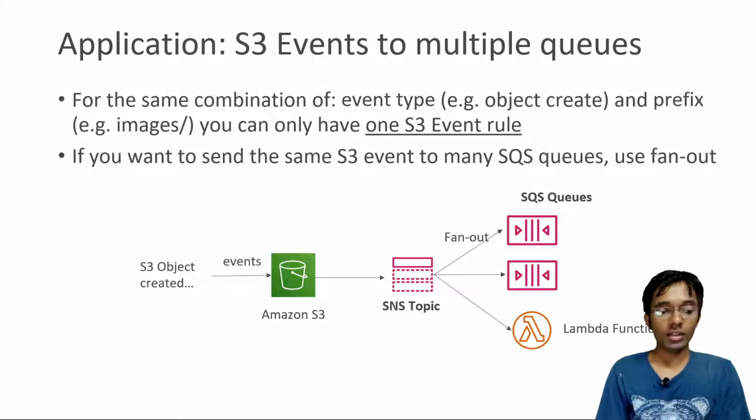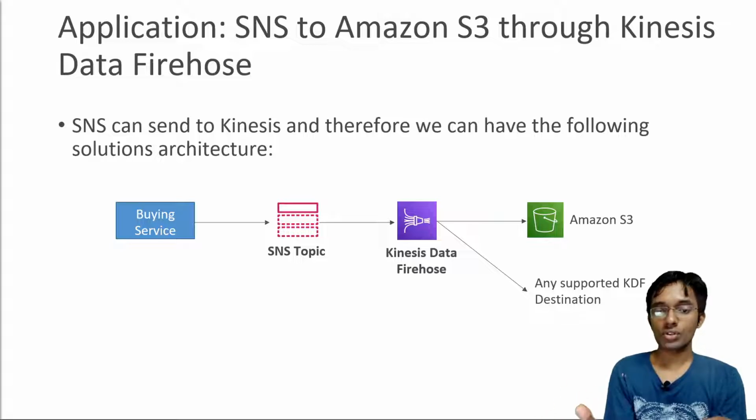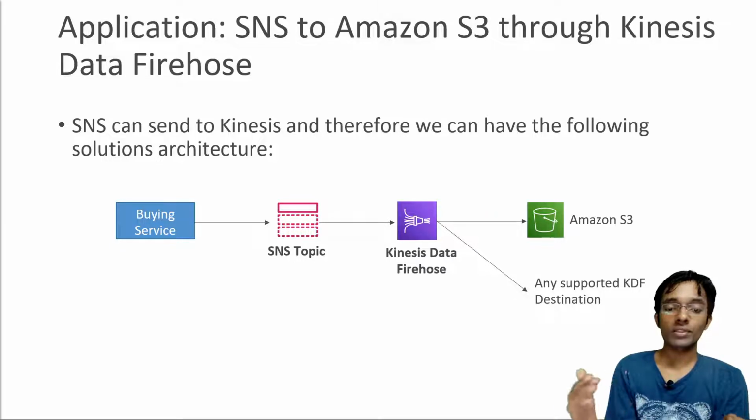So another architecture is that you can send data directly from SNS to Amazon S3 through Kinesis Data Firehose. Because SNS has a direct integration with KDF, Kinesis Data Firehose, your buying service can send data into an SNS topic. Then Kinesis Data Firehose will receive that information, and from Kinesis Data Firehose you can send it to your Amazon S3 bucket, or for that matter any supported Kinesis Data Firehose destination, which allows you to be really extensible in the way you want to persist your messages from your SNS topic.